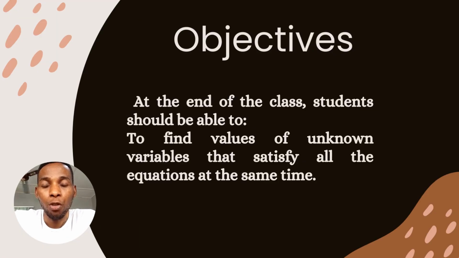Let's see the objectives, my expectation at the end of this class. At the end of the class, students should be able to find values of unknown variables that satisfy all the equations at the same time. Now, my expectation at the end of this class is that each and every one of you should be able to find the unknown variables in any given equation.